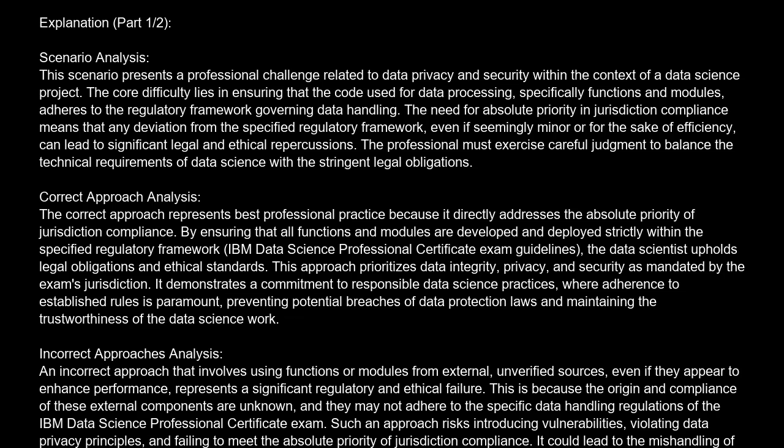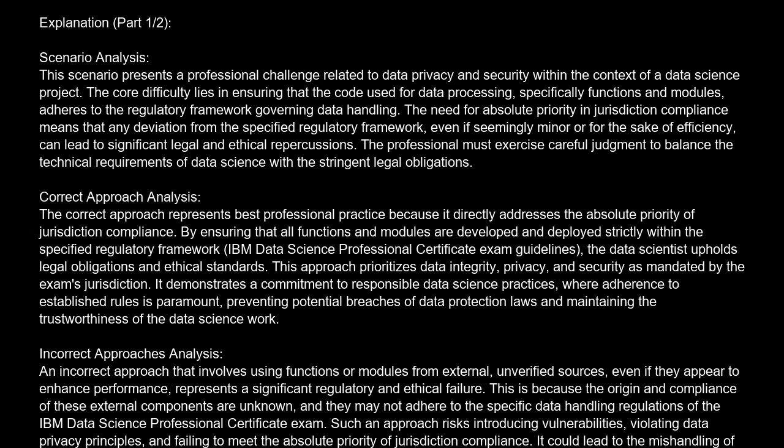Correct answer is D. Develop custom functions and modules internally, ensuring each is rigorously reviewed and validated against the specific regulatory framework of the IBM Data Science Professional Certificate exam before deployment. Explanation. Scenario analysis. This scenario presents a professional challenge related to data privacy and security within the context of a data science project. The core difficulty lies in ensuring that the code used for data processing, specifically functions and modules, adheres to the regulatory framework governing data handling.